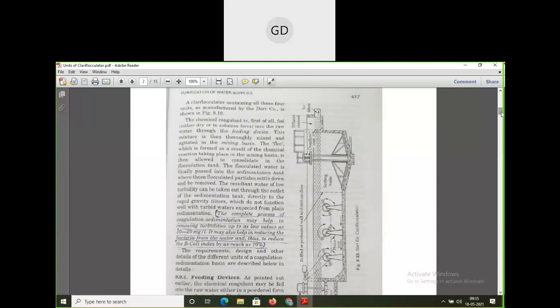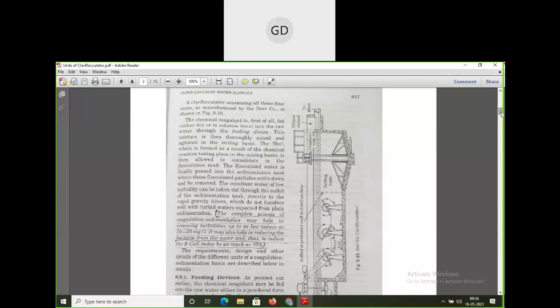First of all, the chemical coagulant is fed into the raw water through the feeding device. We will learn about it separately, one by one. So the whole procedure is like this. First, the chemical coagulants are added to the raw water through the feeding device, and this mixture is then mixed thoroughly in a mixing basin. After you add the coagulants, the water and the coagulants are thoroughly mixed in the mixing basin.